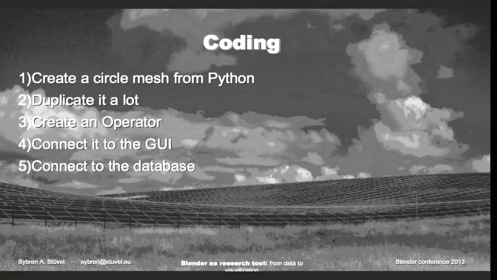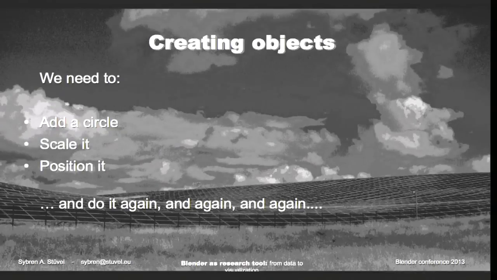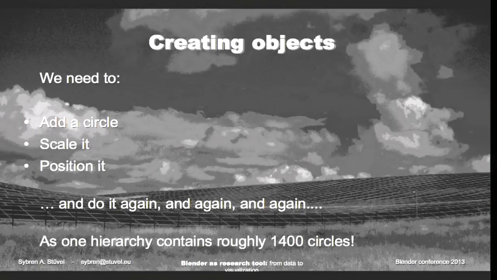So the coding roughly says, okay, we create a circle mesh. Then we duplicate that a lot, because one of those shapes is about 1,500 circles. So that's why I also didn't want to do it by hand. We're going to create an operator for that. It connects to the user interface and connects to the database. So we need to add a circle, scale it to show the size, and position it, and again and again and again.